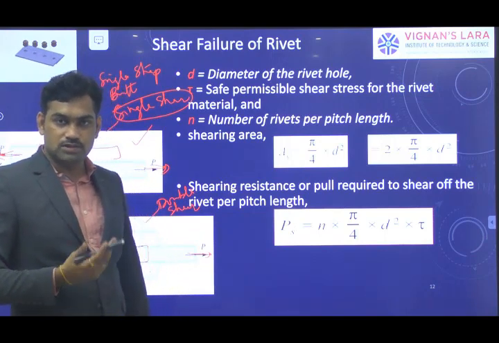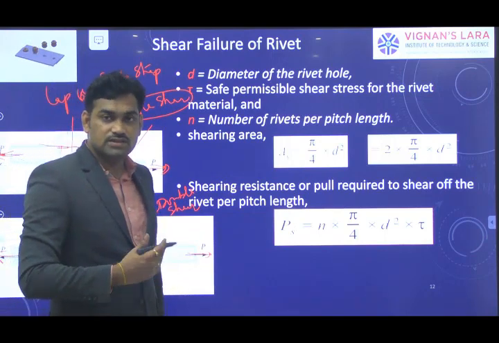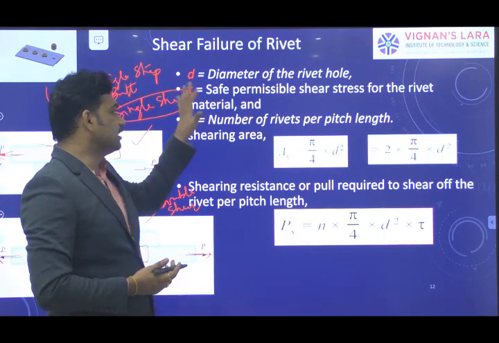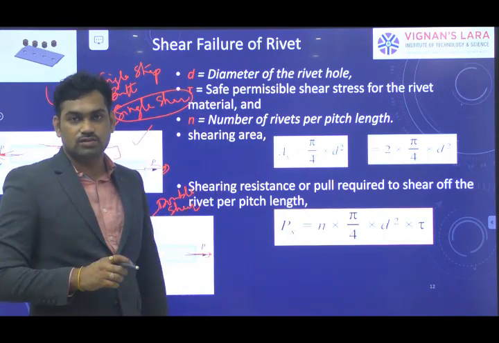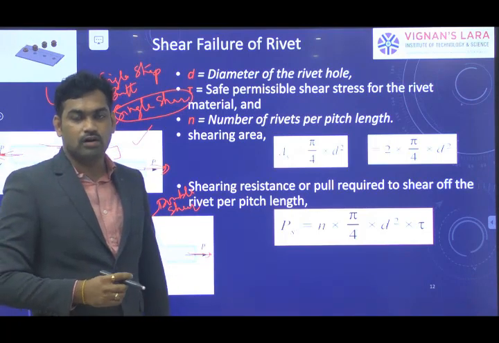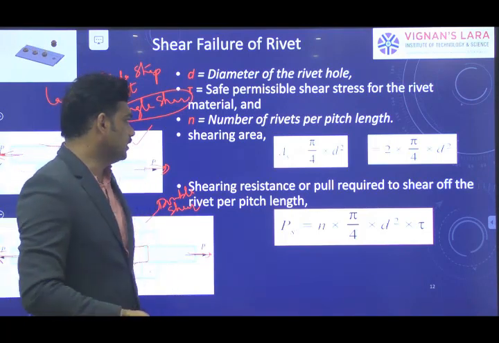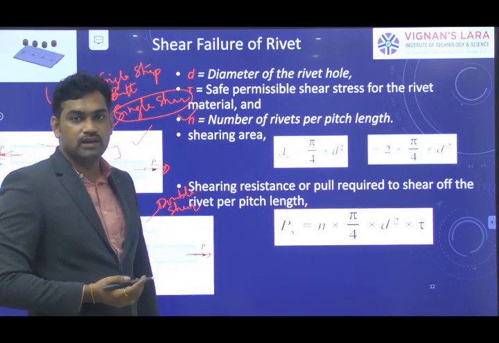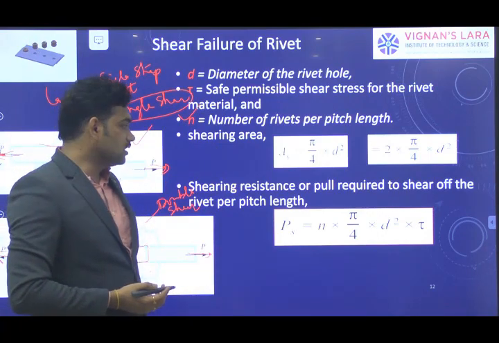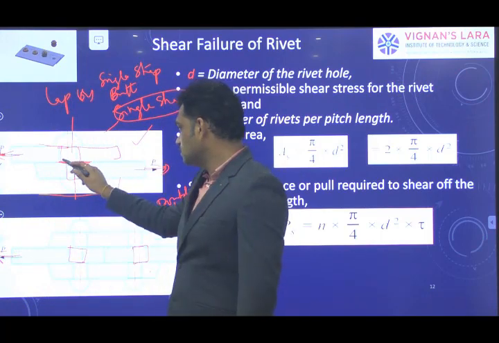So we know that the permissible shear strength of the material can be denoted by tau, and n is the number of rivets in that particular joint. So along the row of rivets, how many rivets are there in the joint can be denoted by n. And the shear resisting area can be taken as the cross section of the rivet here.